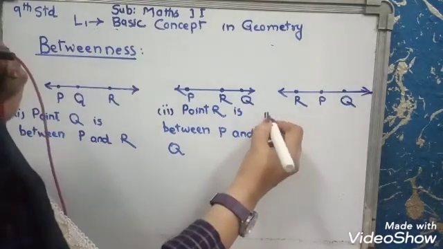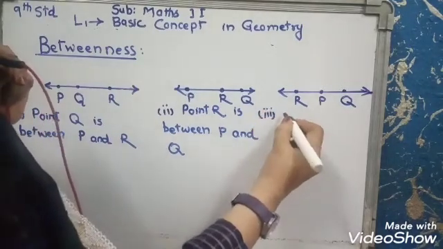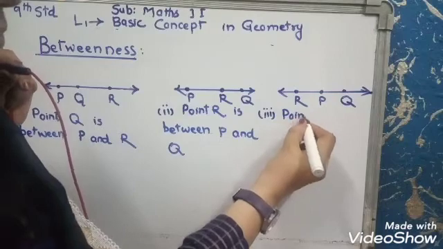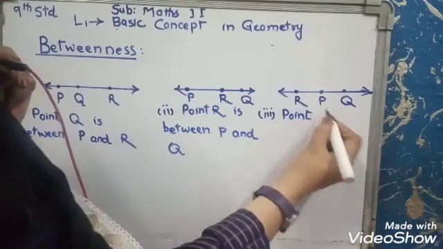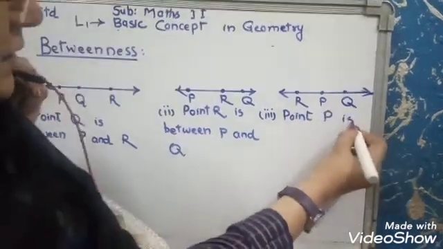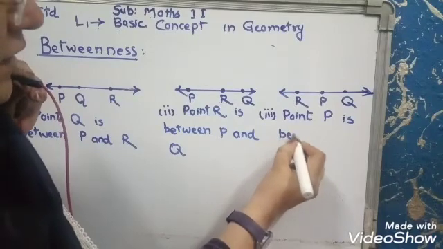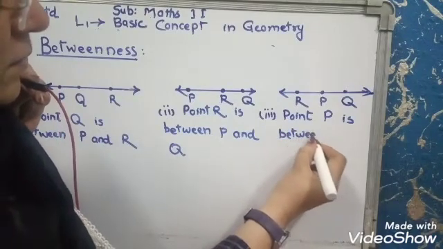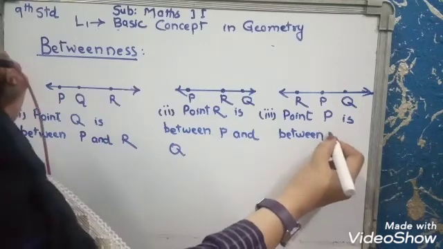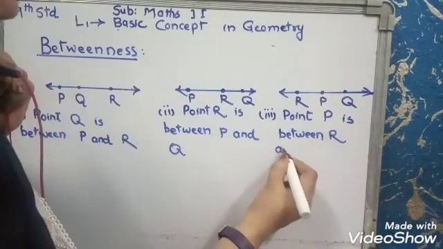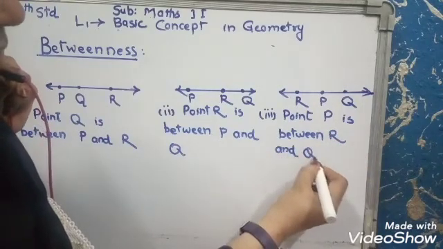Third possibility is point P is between point R and Q.